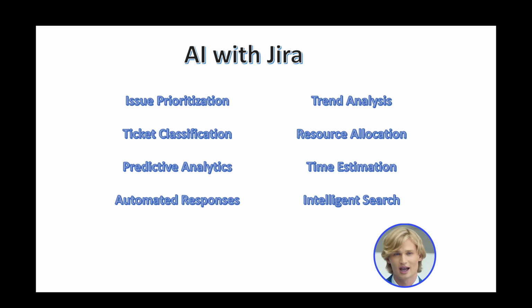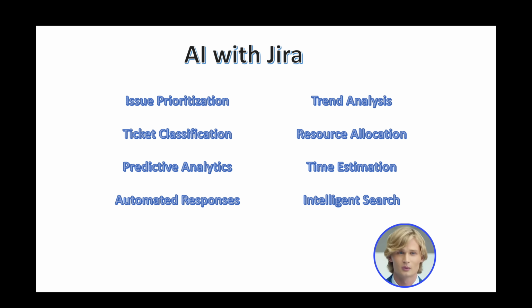AI with Jira use cases might be: 1. Issue prioritization. Analyze the urgency, impact, and other parameters of reported issues to automatically prioritize them in the backlog. 2. Ticket classification. Automatically classify and tag tickets based on the content of the ticket, streamlining the triaging process. 3. Predictive analytics. Predict potential bottlenecks or delays in the project timeline based on past data and current progress.